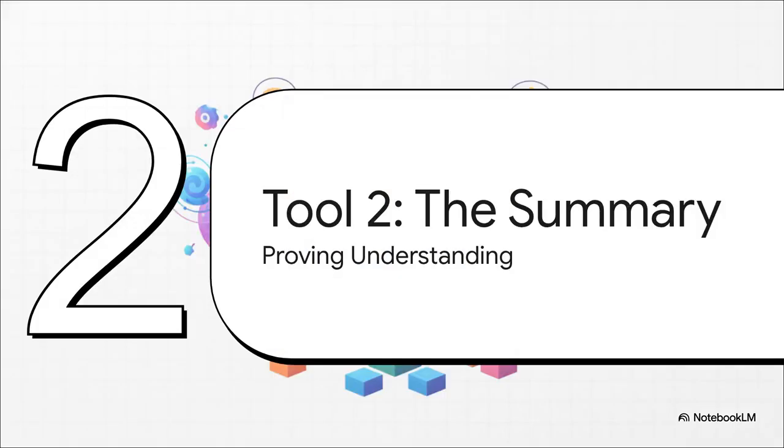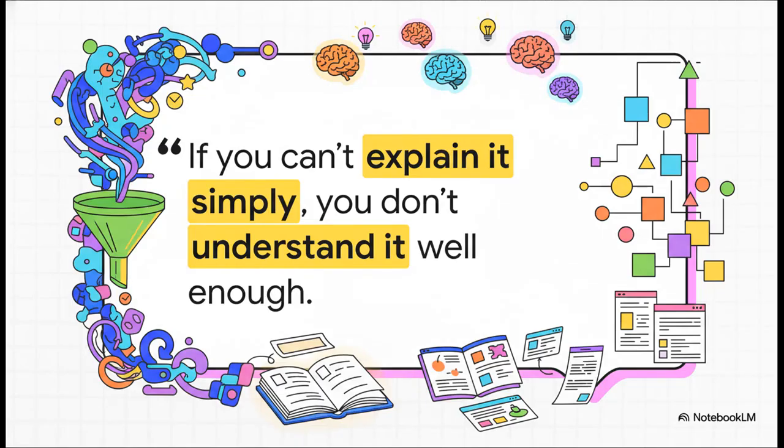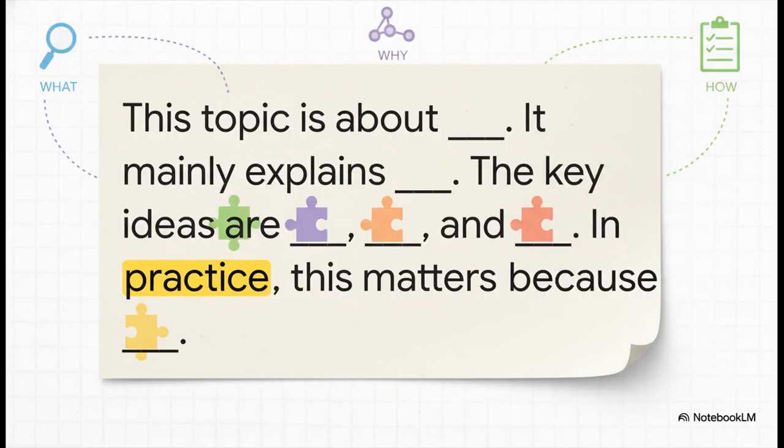Okay, so you've got your three-box notes filled out. Now it's time to unleash what I like to call the summary superpower. This is the ultimate test. It's how you prove to yourself that you've actually absorbed the material. You've probably heard this famous idea, right? It's often linked to Einstein, and it's so true. Being able to take a really complex topic and boil it down into simple terms, that is the clearest sign of mastery there is. And to help you do that, here is a simple but ridiculously effective fill-in-the-blank template.